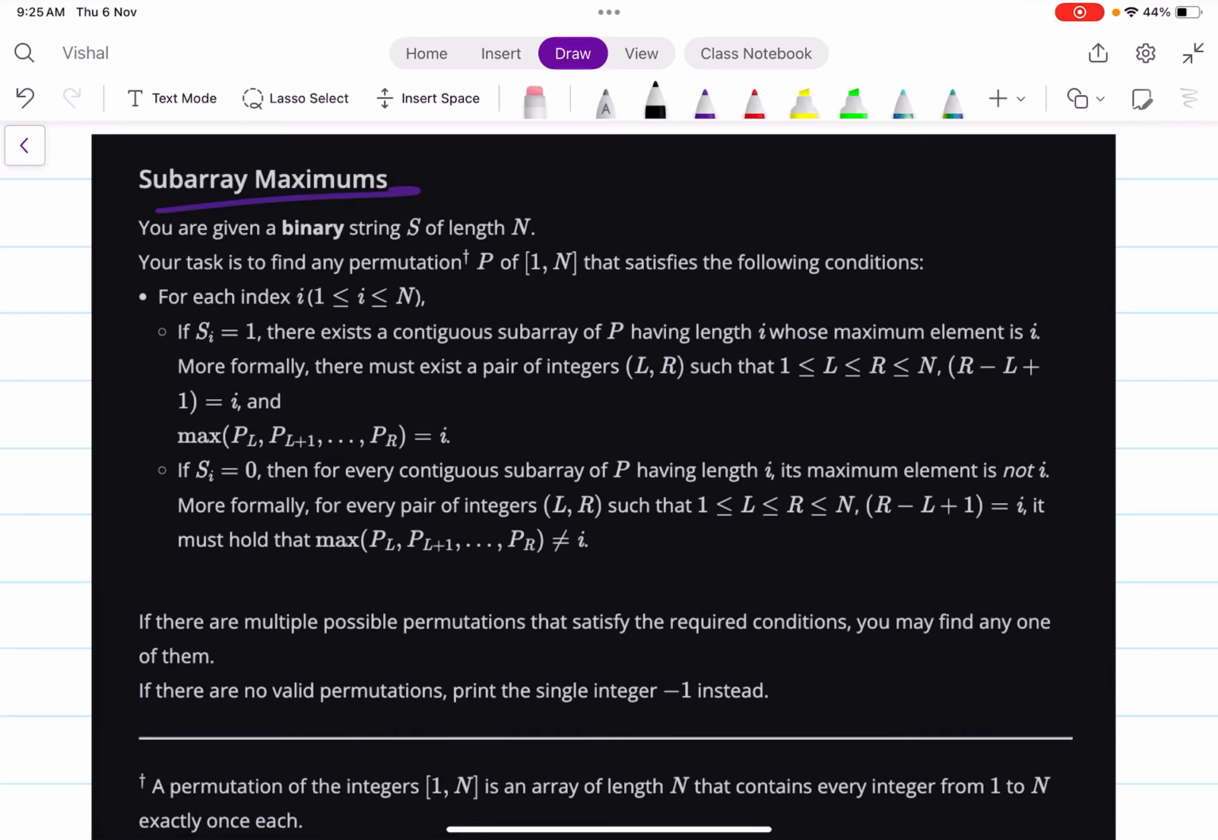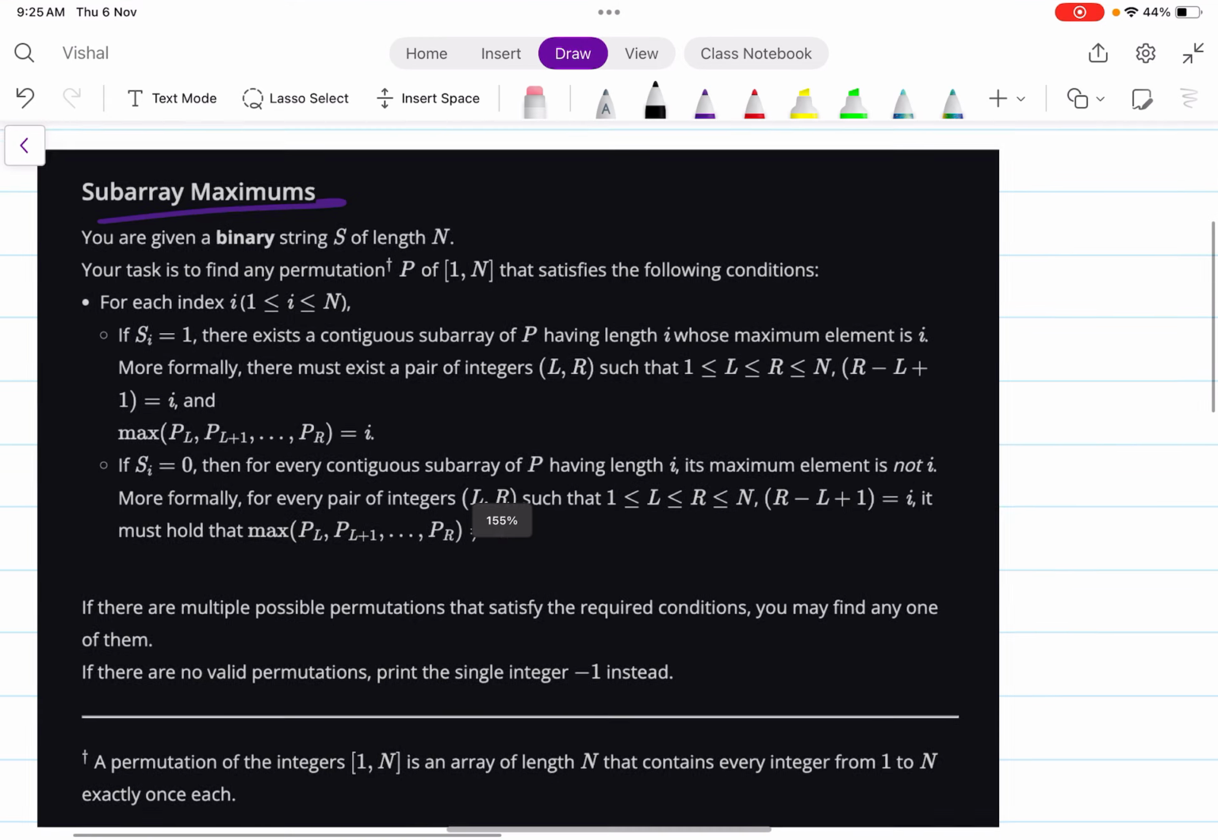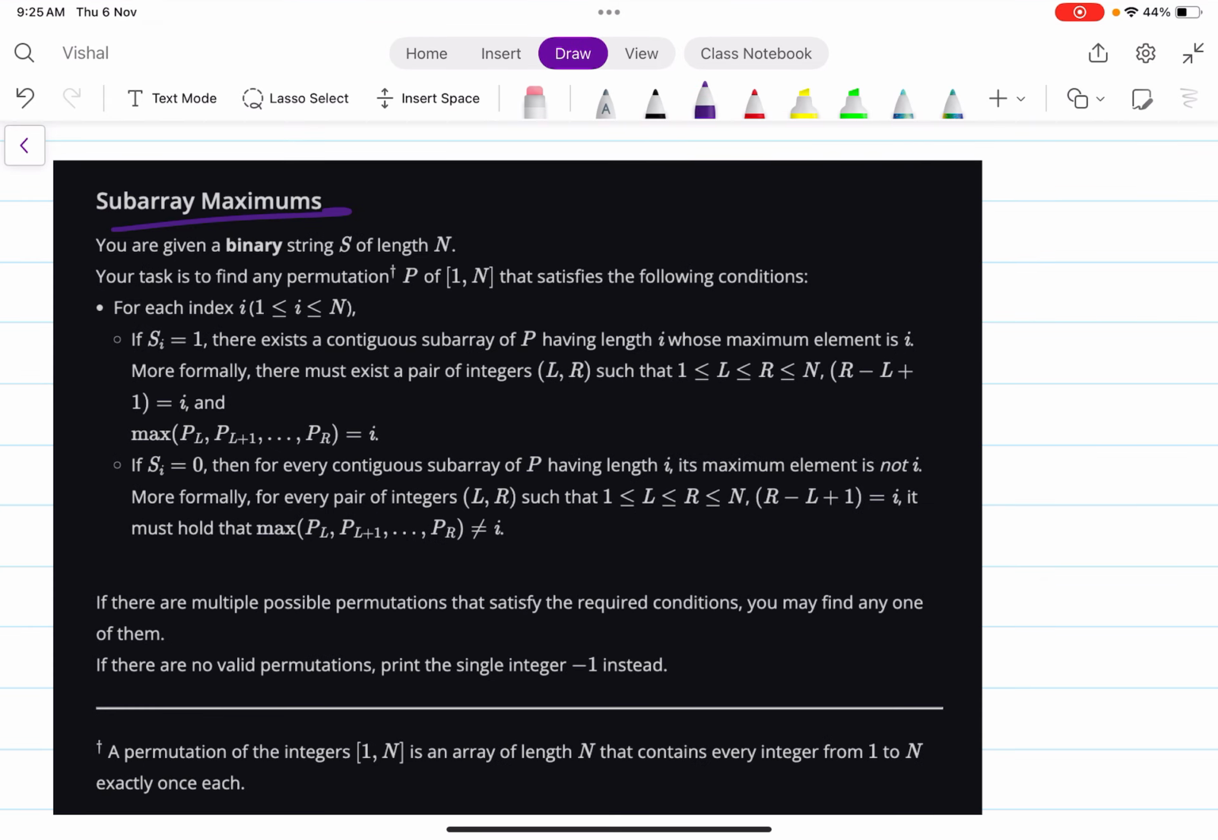Hi everyone. We are going to see the question Subarray Maximum of Starters 211. The question is pretty simple. What we are given is a binary string S of length n. That's the input. The output you have to generate is a permutation array which contains 1 to n values.